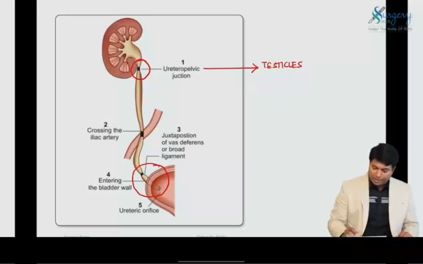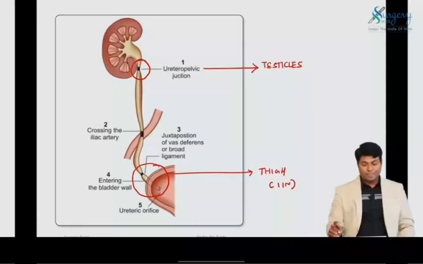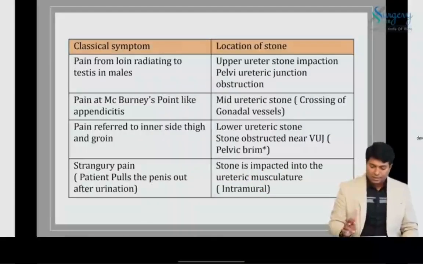A stone in the lower ureter will cause pain radiating to the medial side of the thigh, also known as loin to groin or thigh. What is the nerve carrying this? It is the ilioinguinal nerve. The ilioinguinal nerve carries the pain. So please don't forget the classical symptoms in each place. I have told you, you must not forget.